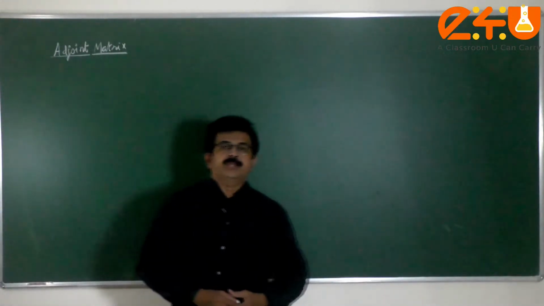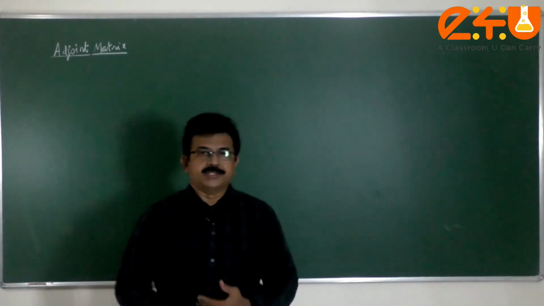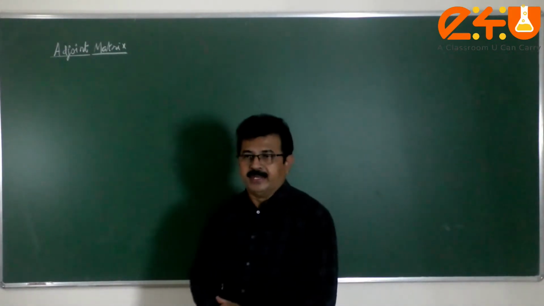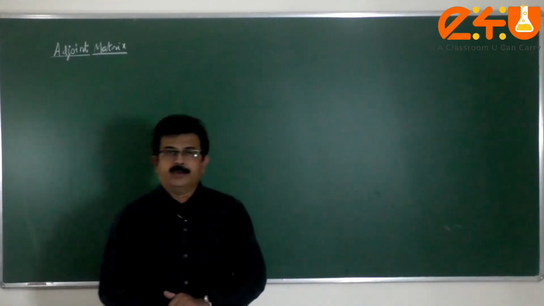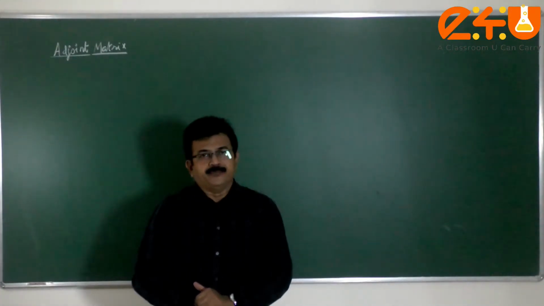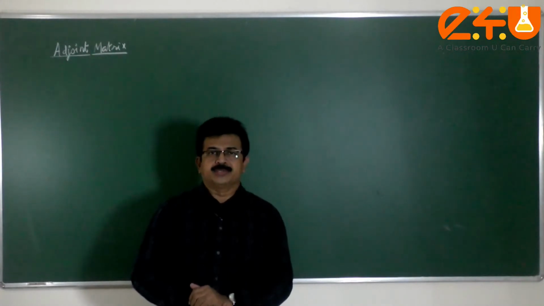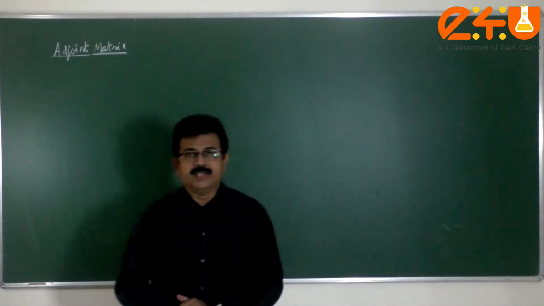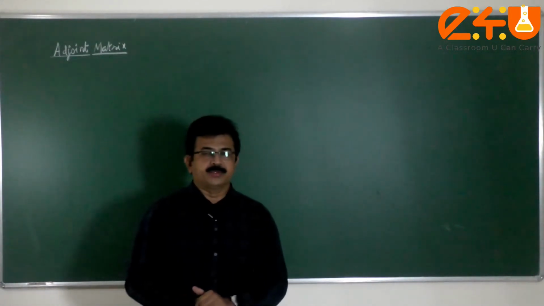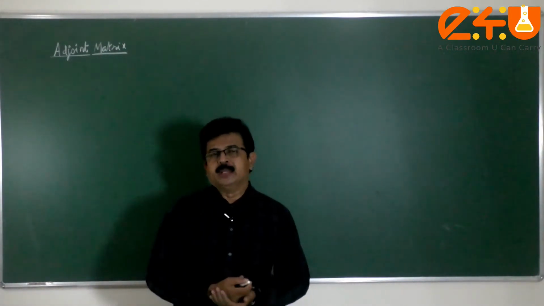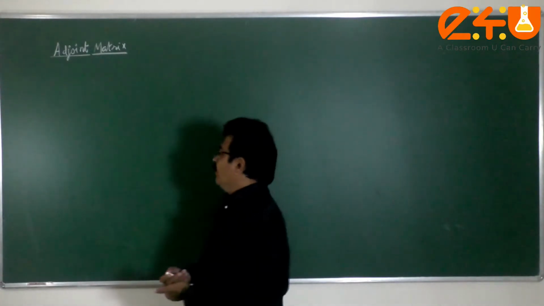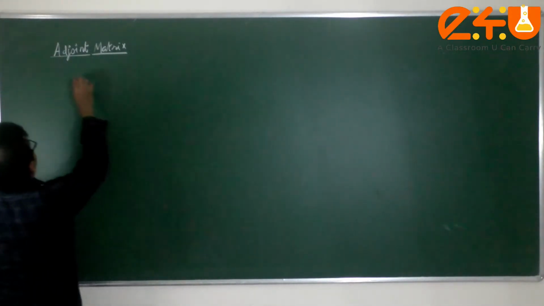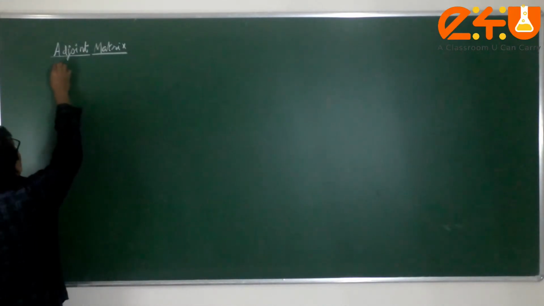Good evening, students. This session we are going to look into the adjoint of a matrix. Once again, we are dealing with the determinants chapter, and we always require square matrices to be taken into our discussion. So when we talk about the adjoint of a matrix, the matrix is essentially a square matrix.